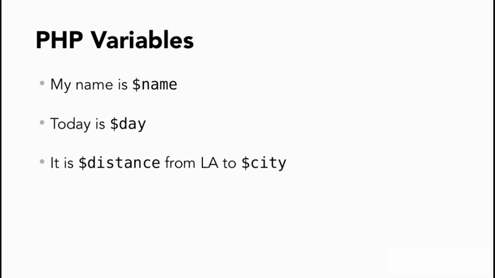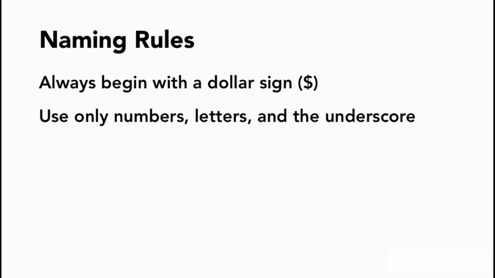When creating variables, you can choose any name you want, but descriptive names like those I've used here make your code much easier to understand. There are just a few simple rules governing the names of variables in PHP. A variable must always begin with a $ sign. Use only numbers, letters, and the underscore. In other words, no spaces are allowed.